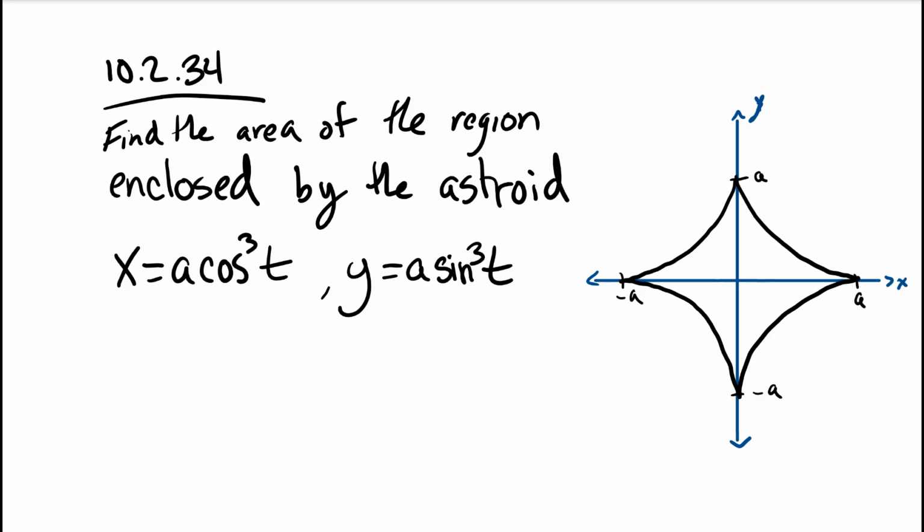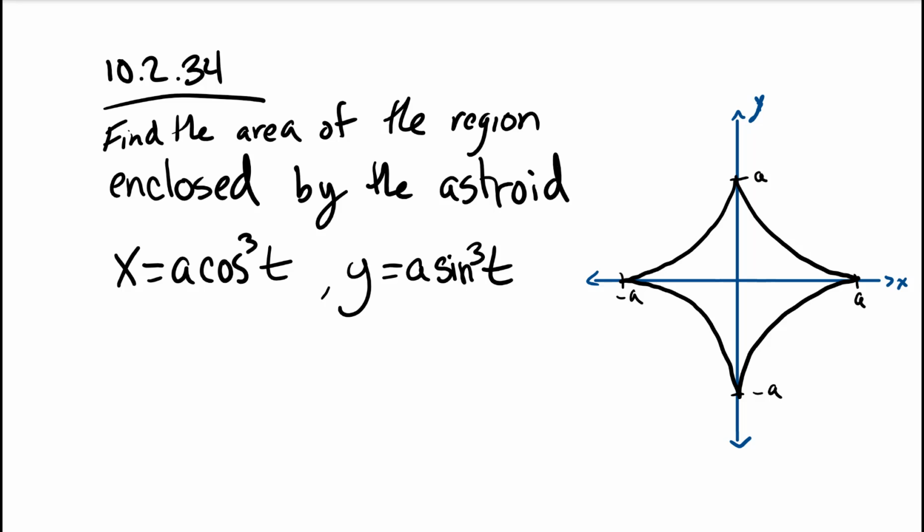So let's read. Find the area of the region enclosed by the asteroid. Look, asteroid. Defined by the parametric equations, x equals a times cosine cubed of t, and y is equal to a times sine cubed of t. And it creates that pretty little picture on the right. I'm pretty proud of myself for that one.